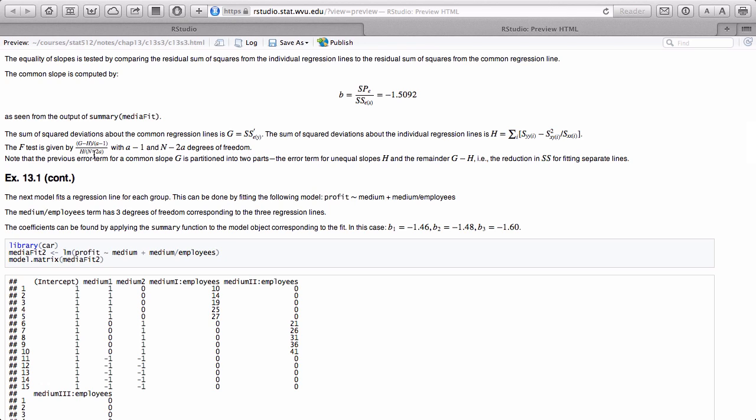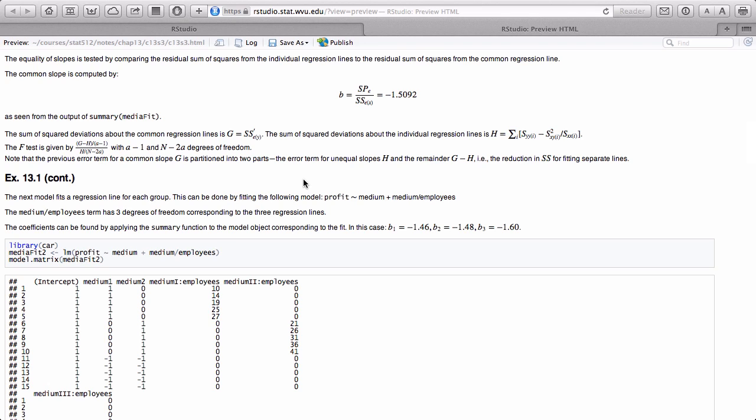So that will give us an F-test for testing the hypothesis that the slopes are not different. In other words, if G minus H is small, that means there's not much difference between fitting individual lines versus fitting a common line. So that's how we're going to test it with an F-test.